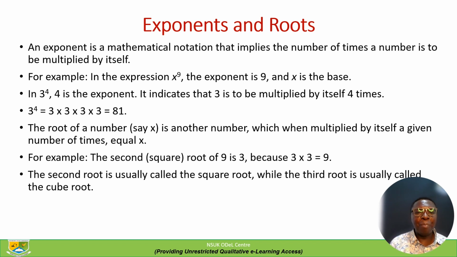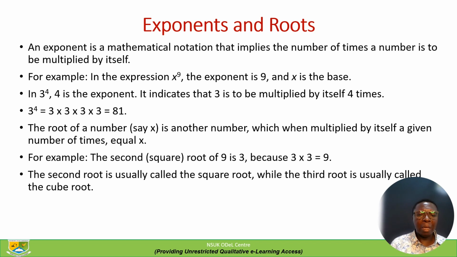An exponent is a mathematical notation that implies the number of times a number is to be multiplied by itself. For example, in the expression x to the power of 9, the exponent is 9, and x is the base. In 3 to the power of 4, 4 is the exponent. It indicates that 3 is to be multiplied by itself 4 times. That is to say, 3 to the power of 4 is 3 times 3 times 3 times 3, which is equal to 81.